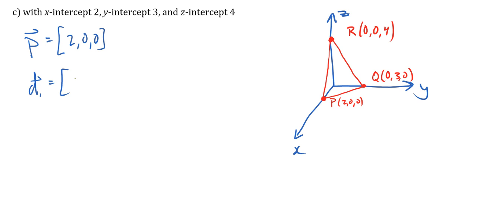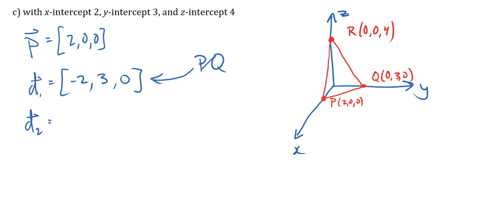So 0 minus 2 is negative 2. 3 minus 0 is 3. And 0 minus 0 is 0. So this was PQ. If you were asked to find the vector PQ and you got it backwards, that would be wrong. If you just have to come up with 2 direction vectors, it doesn't matter which direction you do. And then I'm going to use PR. So again, I subtract backwards. 0 minus 2 is negative 2. 0 minus 0 is 0. And 4 minus 0 is 4. So this is PR.